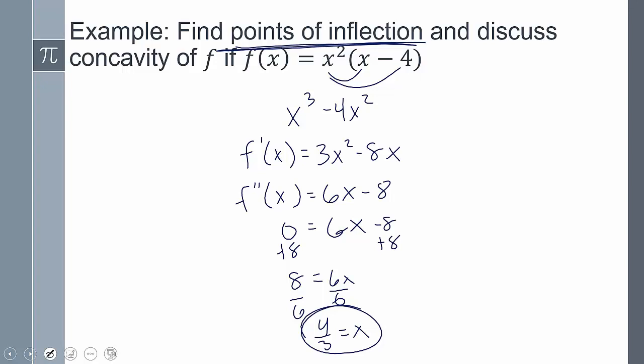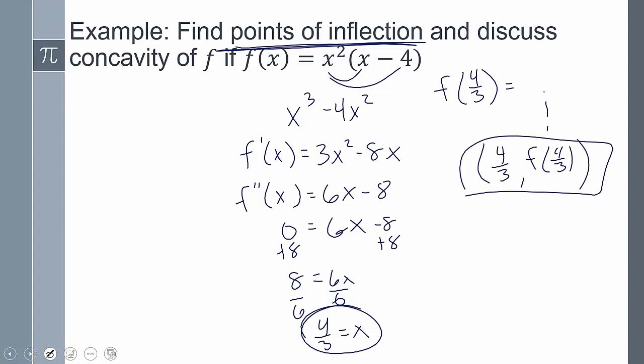If I plug the 4/3 back into the original, that's going to give me my inflection point. Just to save time, I'm not going to do that, but you would write 4/3 and then whatever the 4/3 plugged in gives. So that is your inflection point. But the second part says discuss the concavity. So on my number line, at 4/3, I now need to do the interval test, because this is where it was 0.